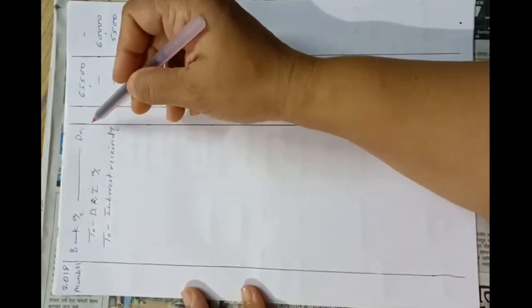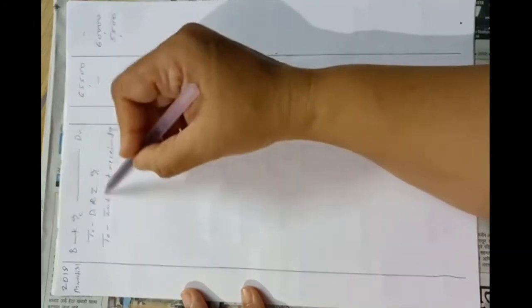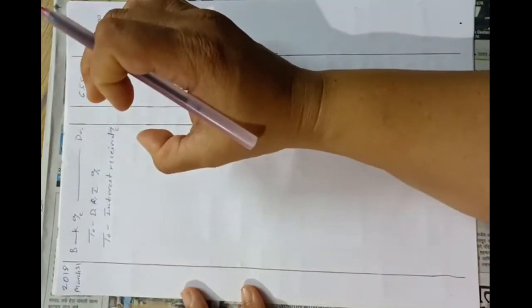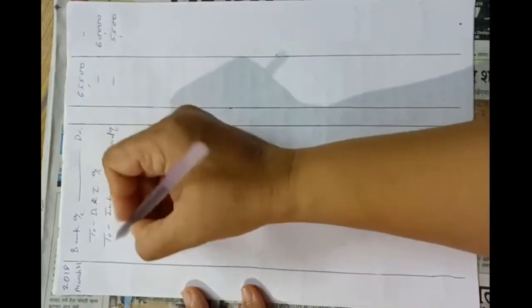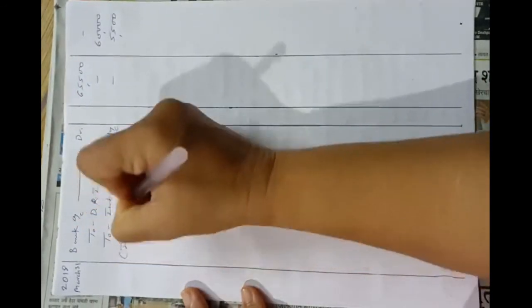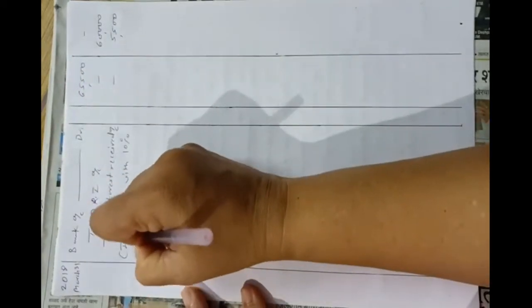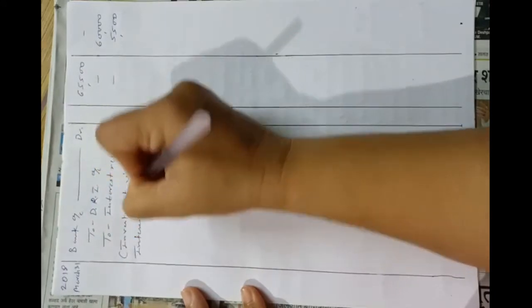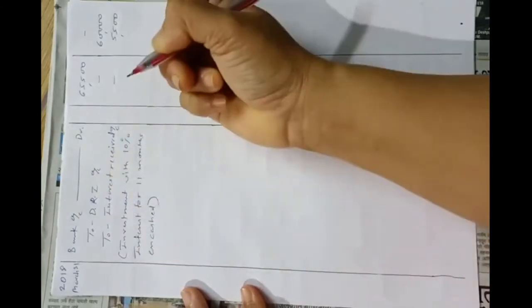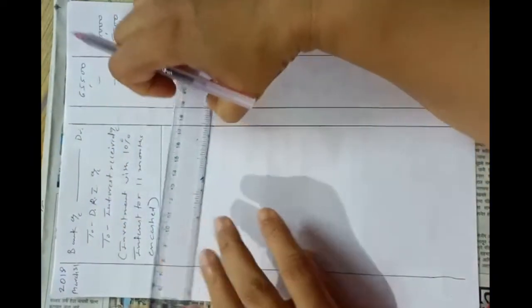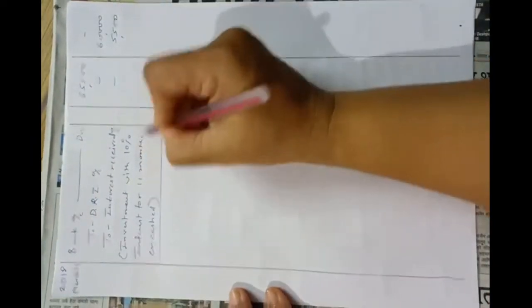Okay, so this is the entry. We can pass separate entries also, bank account debit to DRI account and bank account debit to interest received account, but we have passed the combined entry of two entries. Okay, so investment with 10% interest for 11 months encashed. So we can also say sold, realized, etc. Okay, this is for 11 months.